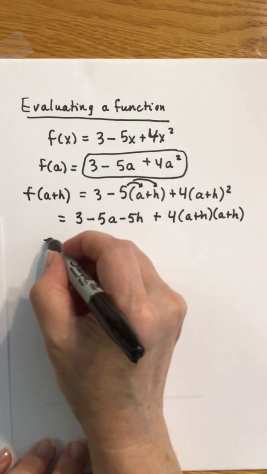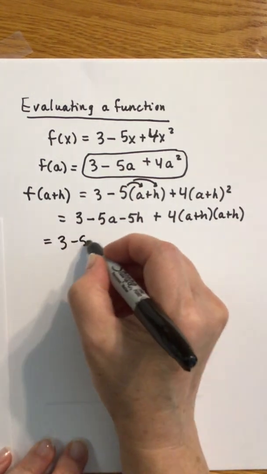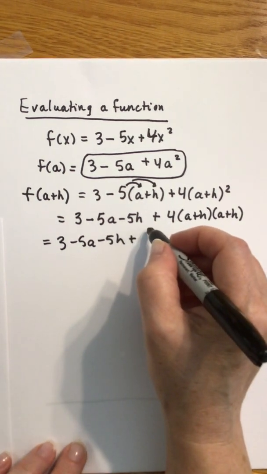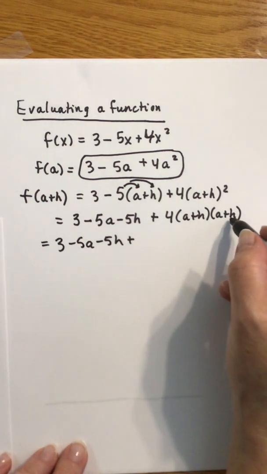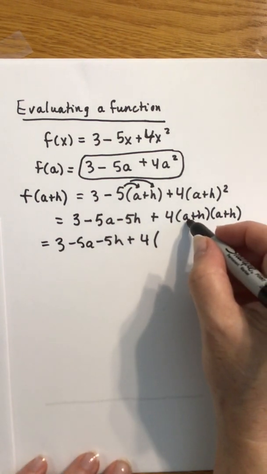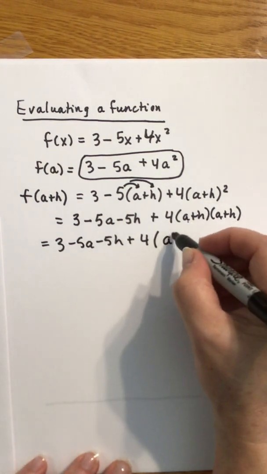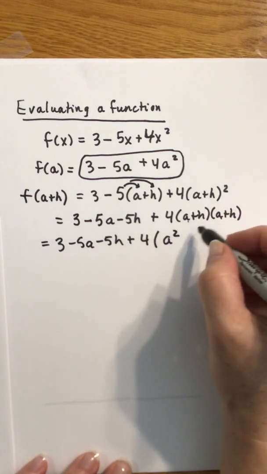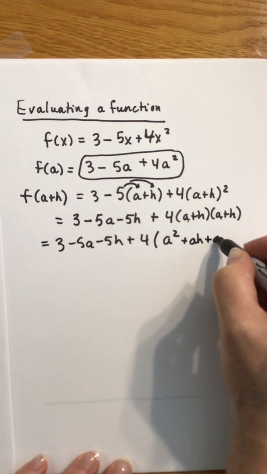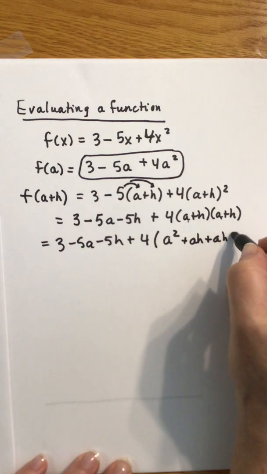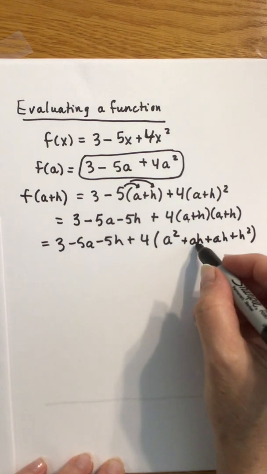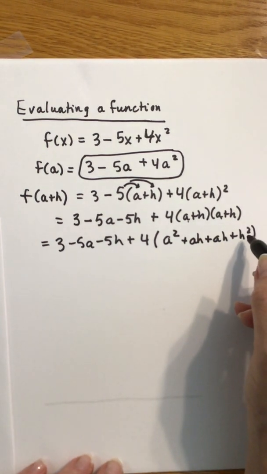So we're going to come back again and we're going to write 3 minus 5a minus 5h plus. Now, I encourage you to do the FOIL first, a plus h, a plus h. So we're going to write 4 parentheses. So we have FOIL: first times each other, a times a is a squared. Outside ones is plus a times h. Inside ones is plus a times h. And last ones times each other is plus h squared. So this would be my FOIL: first, outside, inside, last.